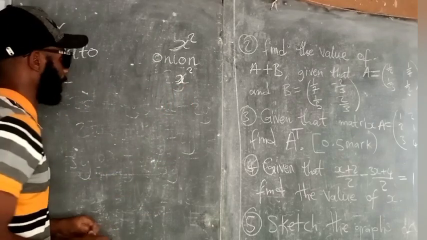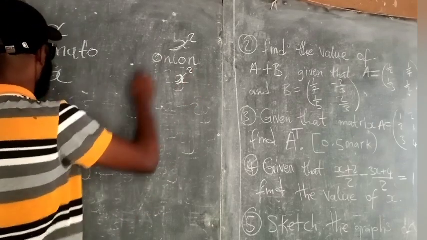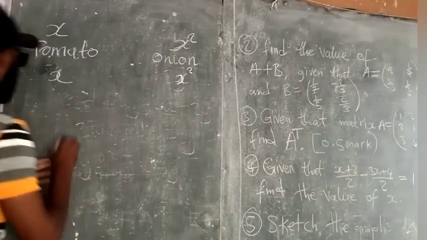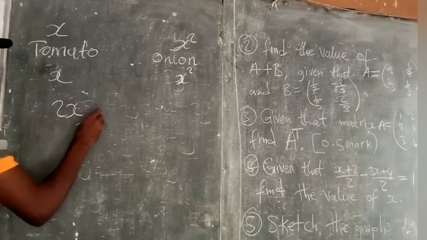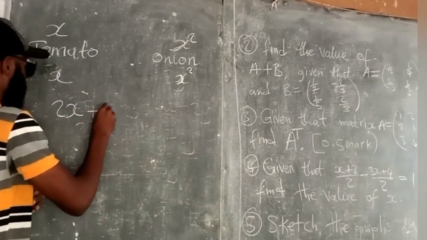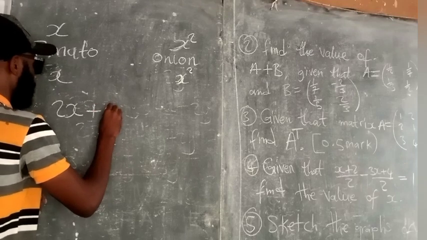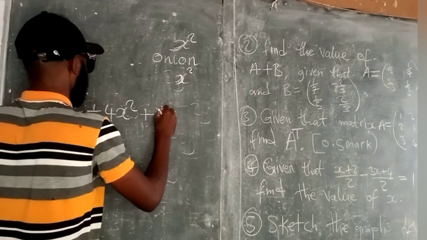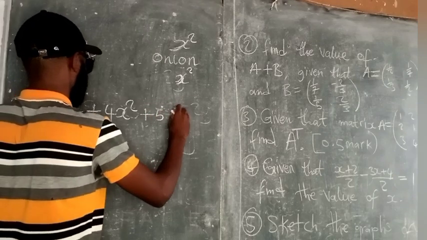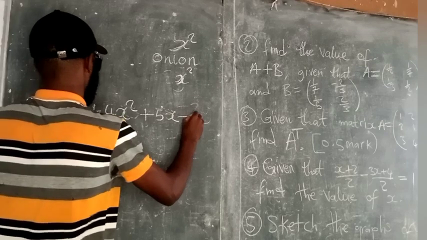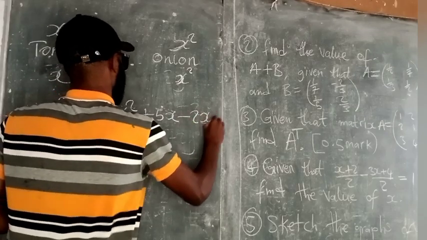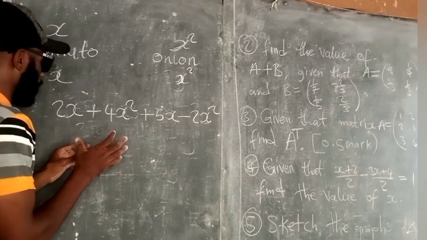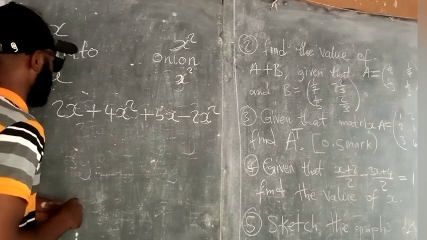What makes these two different is that this one has a power on top and this one doesn't have anything. So they're completely different. Okay? So if we have an example, we can say 2x plus 4x squared plus 5x minus 2x squared, like that. Now, to simplify this algebraic expression, we are supposed to identify the like terms.